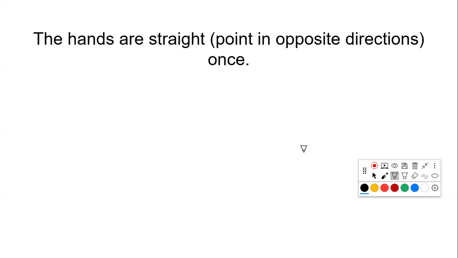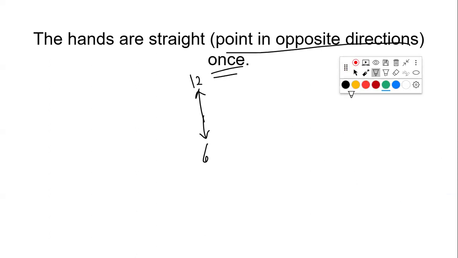When the hands are straight and point in opposite directions, same thing, for example at 6 o'clock. Exactly at 6, and you know opposite will be 12. So this is straight, pointing in opposite directions. This also happens only once. Opposite directions means making an angle of 180 degrees.